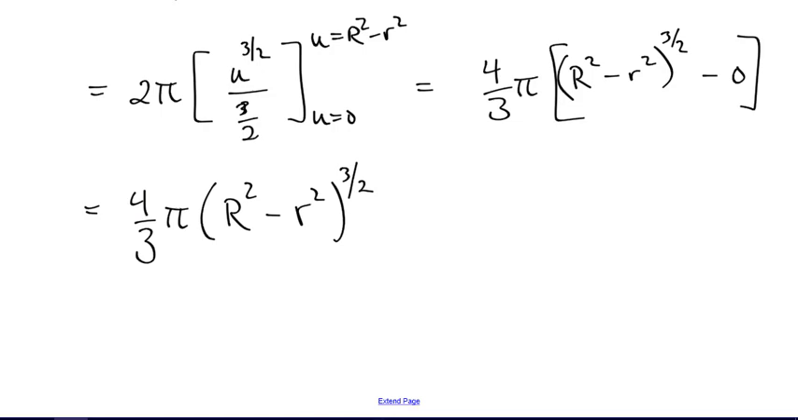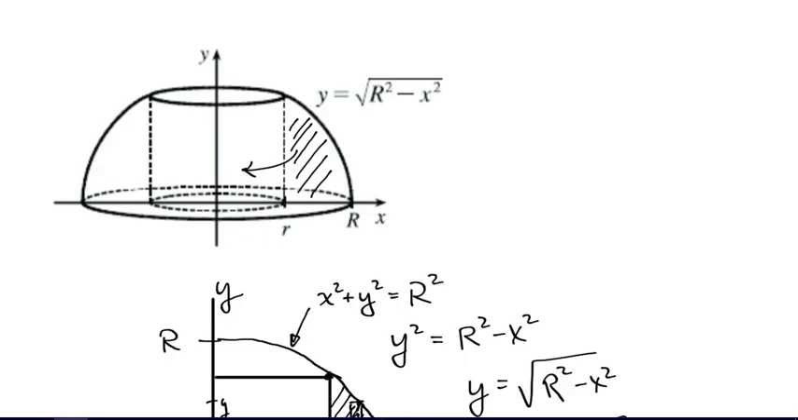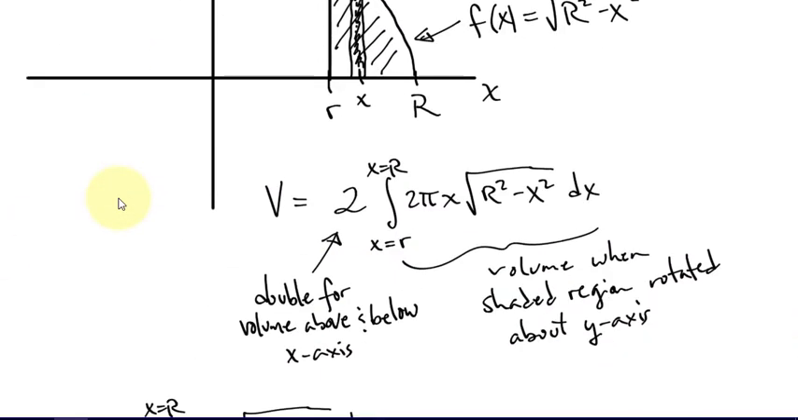let me go back to the question. The question specifically said, use cylindrical shells to compute the volume of the napkin ring created by drilling a hole with radius little r through the center of a sphere with radius big R, and express the answer in terms of h. So we've got a little more to do here, and it'll answer the question about which one of those was a bigger volume.